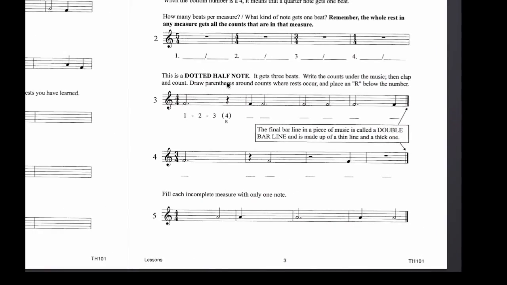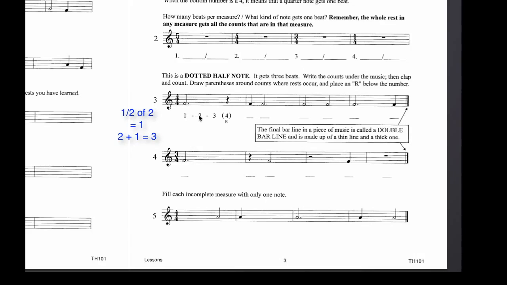This is a dotted half note. This is a different fundamental concept in music. It gets 3 beats. Write the counts under the music, then clap and count. Draw parentheses around counts where rests occur, like we did yesterday, and place an R below the number. Anytime there is a dot added to the right of a note, it adds half the value of the note to that note. This half note is 2 beats. A dot will add half the value to that. Half the value of 2 is 1. So 2 plus 1 equals 3 beats.